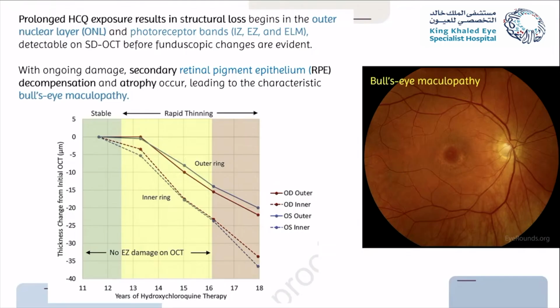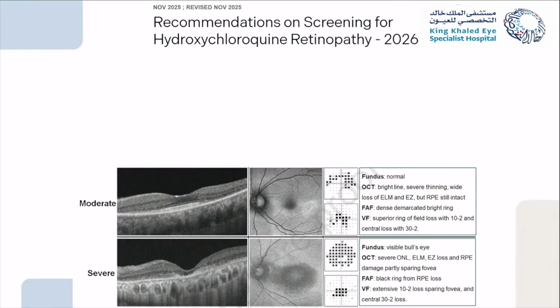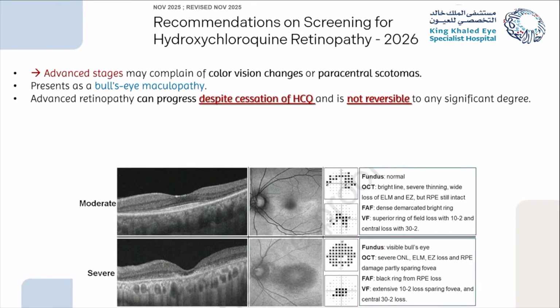In this chart, I want to highlight that, as I said in the beginning, the patient will be stable for a long period, for multiple years, but at one point, when the deterioration starts, there will be rapid thinning of the retina. In the advanced stages, there will be color vision changes and bullseye maculopathy. And despite discontinuation of hydroxychloroquine, it is irreversible and the progression will continue.